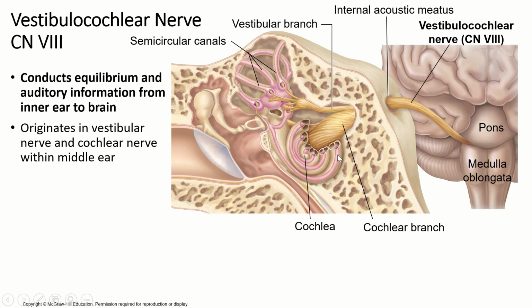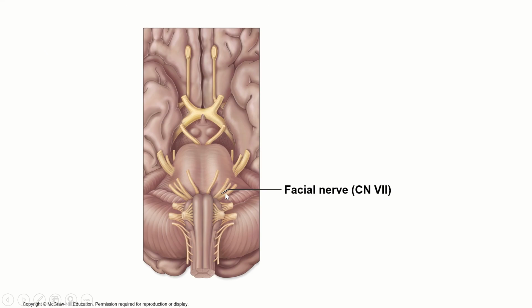And then the next one is the vestibulocochlear nerve. Okay, so facial nerve, I think I put my arrow wrong. This should be this one. And then these 2 are vestibulocochlear. Actually, no, I'm sorry. These 2 are facial. This one is vestibulocochlear. Okay.